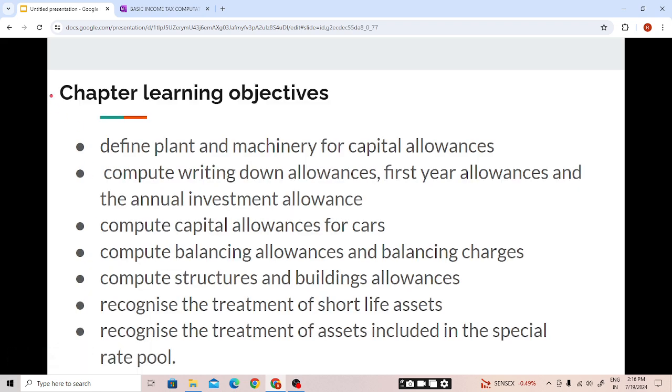Now we will be seeing the chapter learning objectives. What all will we be covering under this chapter? Define plant and machinery for capital allowances, the definition of plant and machinery, compute writing down allowances, first year allowances and the annual investment allowance. These are the three types of allowances which we can claim on an asset: WDA, first year allowance, and AIA, annual investment allowance, FYA and WDA.